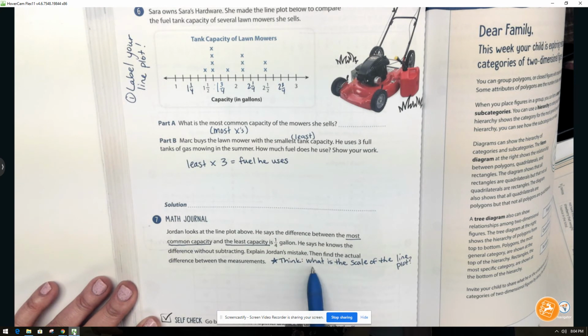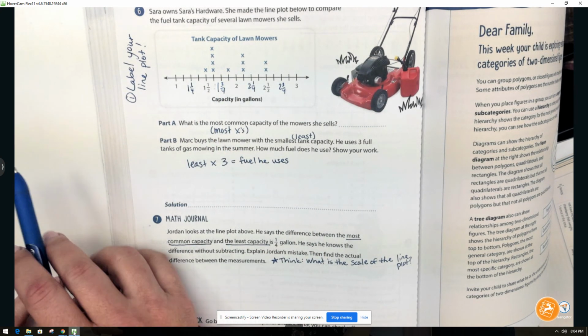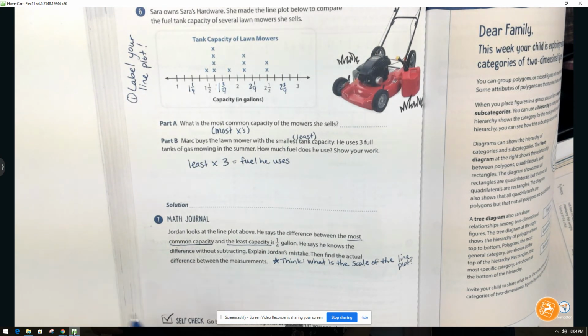So think to yourself, what is the scale of the line plot? That's going to tell you the difference between this tick mark and this tick mark once you know what the scale of the line plot is.